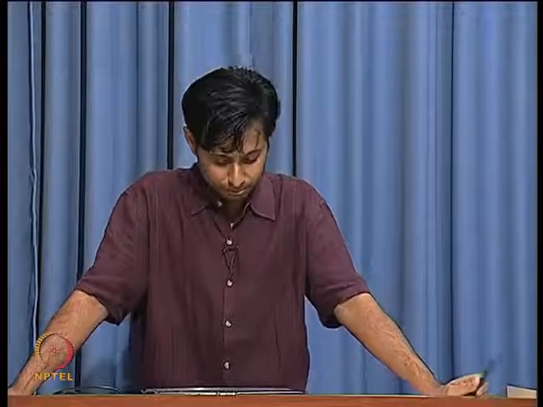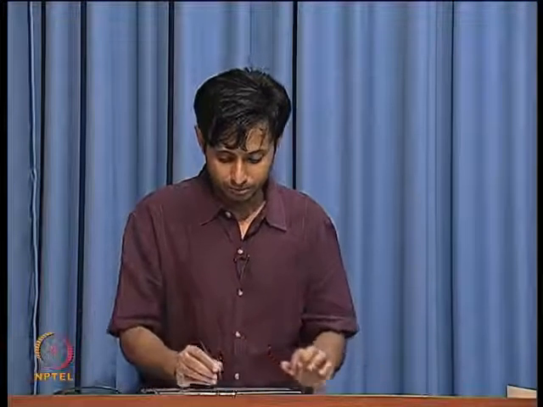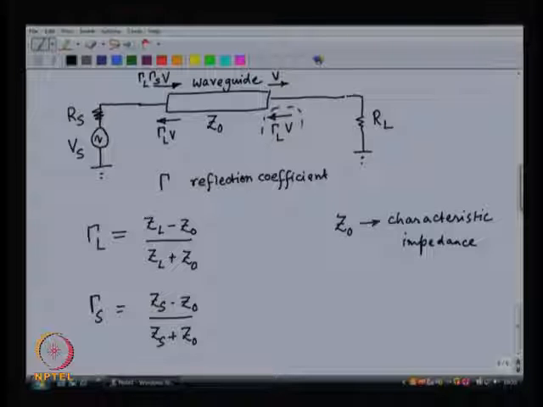Okay. Now, observation number 1: when is the reflection from the load equal to 0? Can I make this reflection equal to 0? Now, looking at the formula, it is very easy to do that. All you have to do is make RL equal to Z naught.